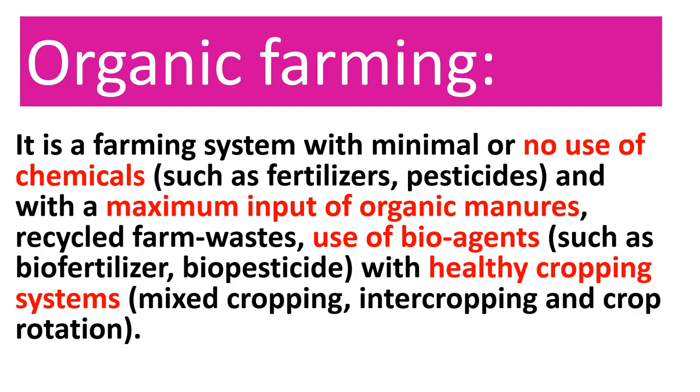Okay, there are various cropping patterns which I will discuss later on tomorrow. That is mixed cropping, intercropping and crop rotation. So these four things, that is no use of chemicals, maximum use of organic manure, use of bioagents and a healthy cropping system, this total is called organic farming. Okay, that farming where these four things are being practiced is organic farming, or the farming system.